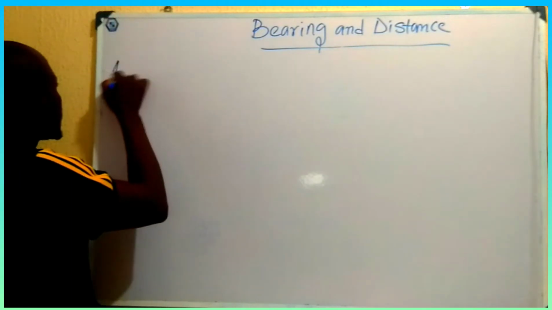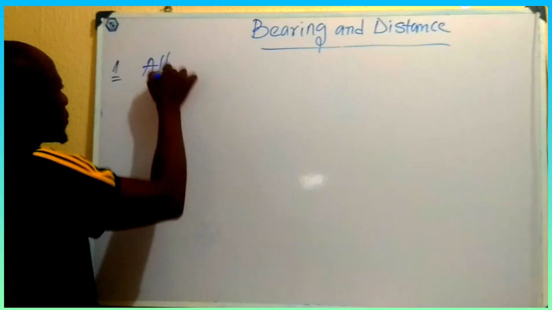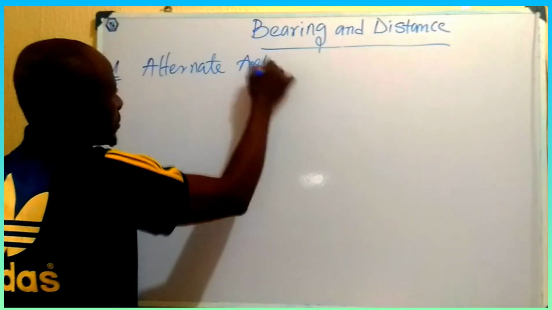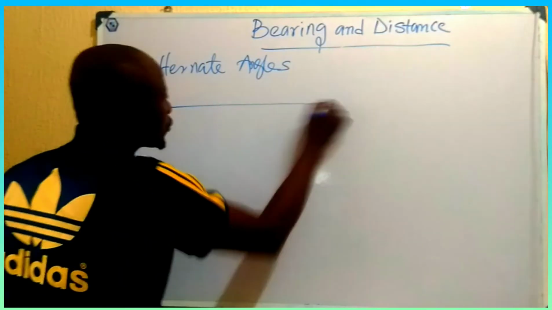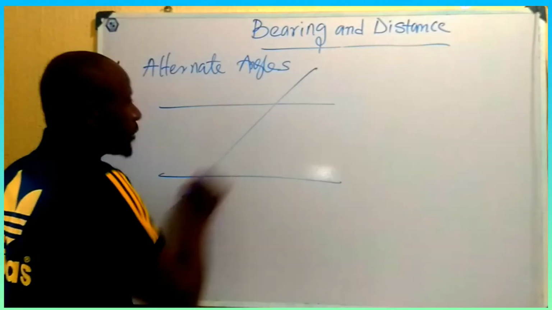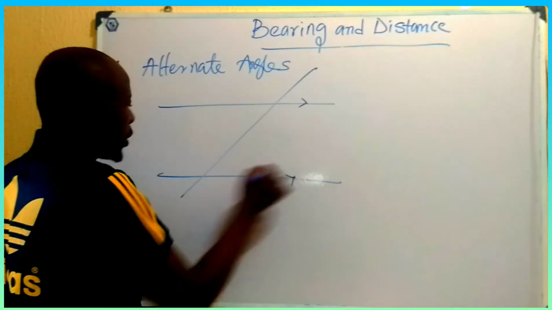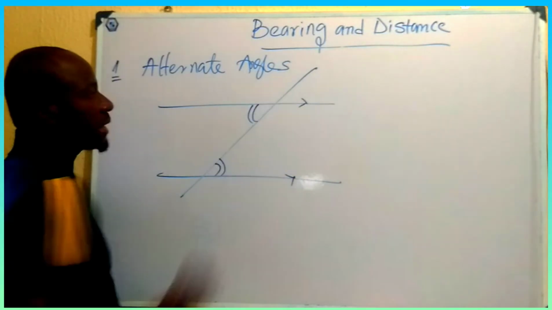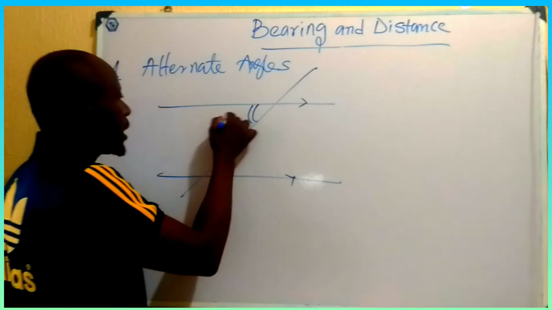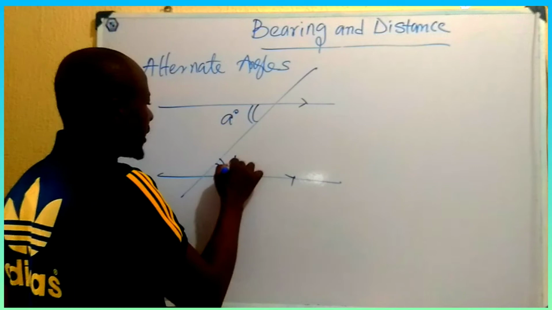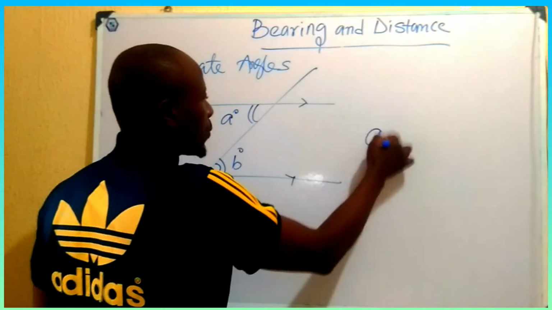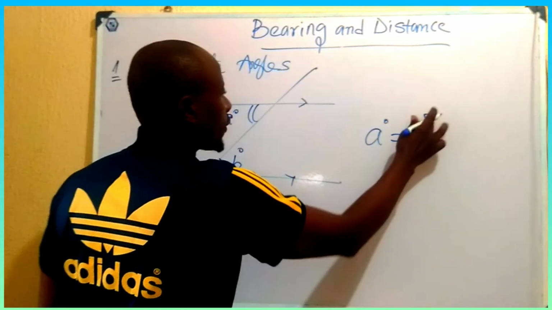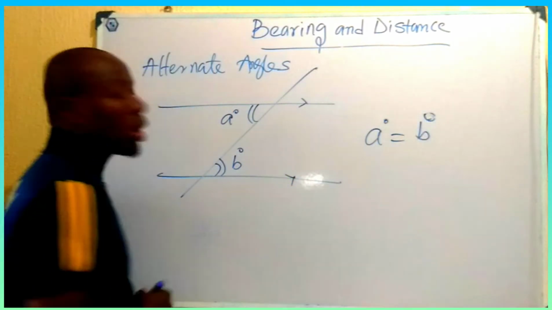Number one, alternate angles. When you have two or more parallel lines and a line that passes through them, we say that this angle here is alternate to this one here, and they are equal. So you must understand this. If here is angle A and here is angle B, you can say that angle A is equal to angle B. They are alternate angles.